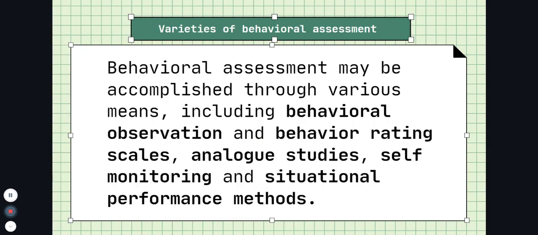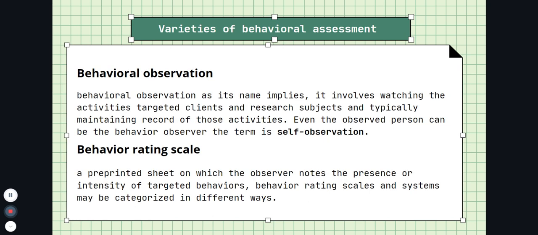So, varieties of behavioral assessment. Behavioral assessment may be accomplished through various means, including behavior observation, behavior rating scales, analog studies, self-monitoring, and situational performance methods. So in here, we have different types of means with regards to assessing behavior with clients. First, we have the behavioral observation.